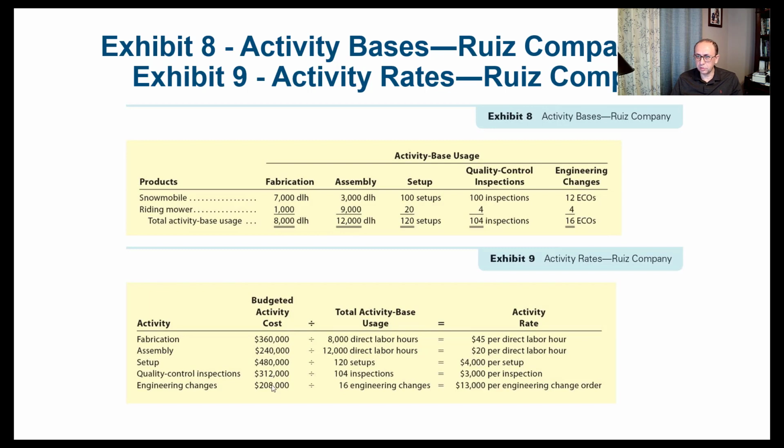So we divide the budgeted activity cost by the total activity base usage, and we get the activity rate for each activity. For fabrication, it's $45 per direct labor hour. For assembly, it's $20 per direct labor hour. For setup, it's $4,000 per setup. For the quality control inspection, $3,000 per inspection. And for engineering changes, it's $13,000 per engineering change order.